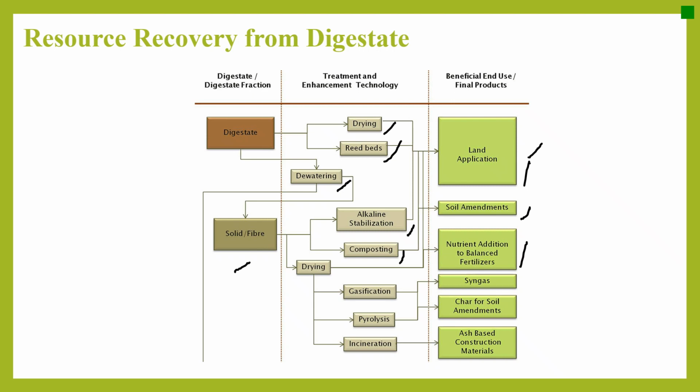And after taking the solid fiber and further drying it to produce pelletized form, we can use it in gasification to produce syngas, in pyrolysis to produce char for soil amendments, and in incineration, and the end product is ash that can be used as construction materials.